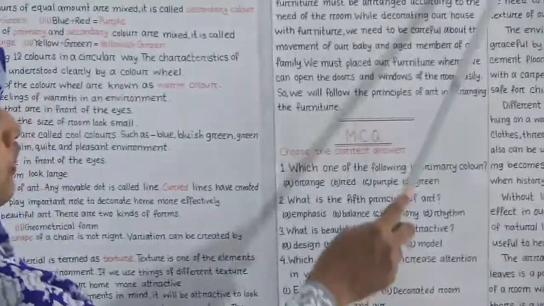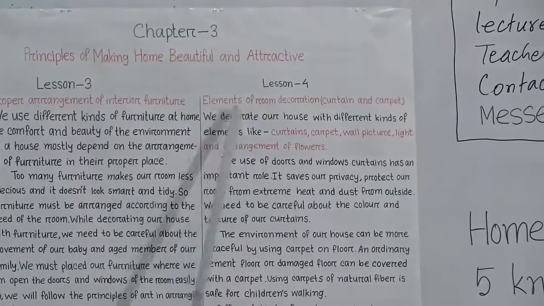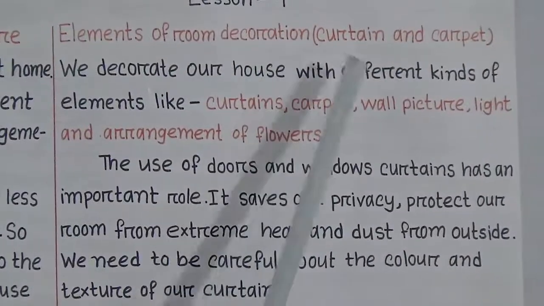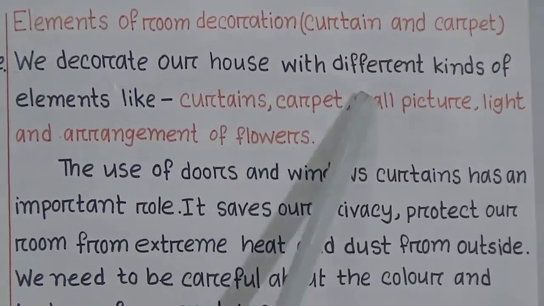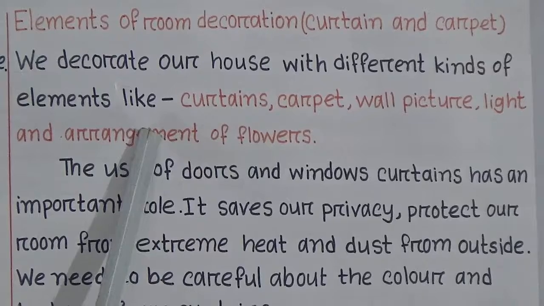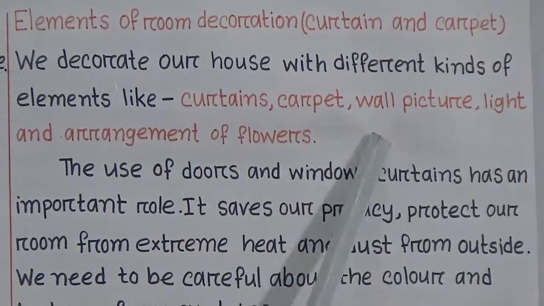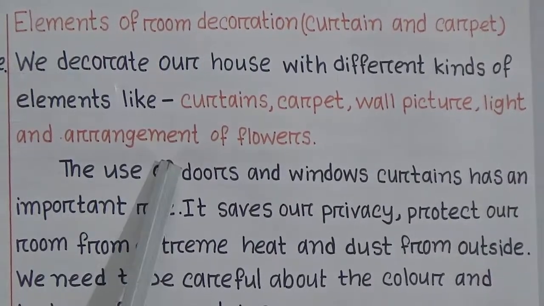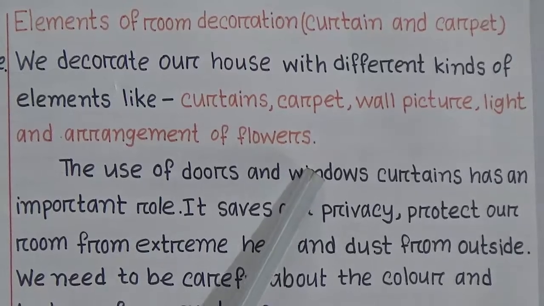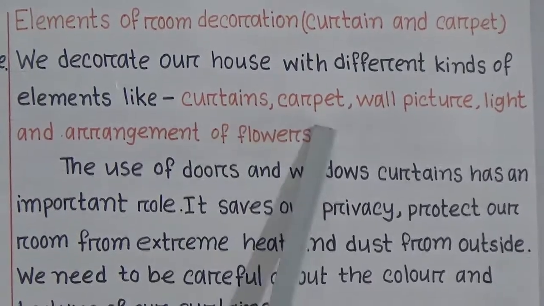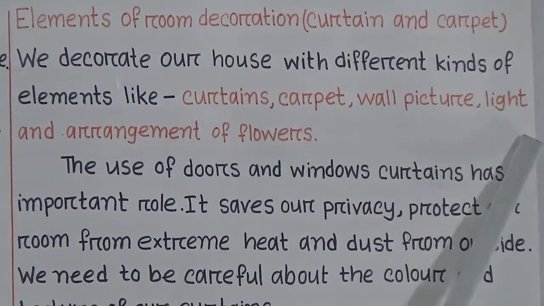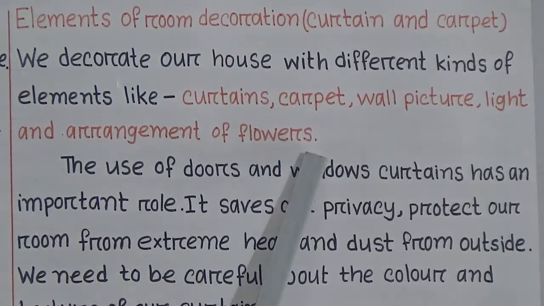Now, lesson 4. Title: Elements of Room Decoration, Curtain and Carpet. We decorate our house with different kinds of elements like curtains, carpet, wall picture, light, and arrangement of flowers. What are the elements? The elements are curtains, carpet, wall picture, light, and arrangement of flowers.